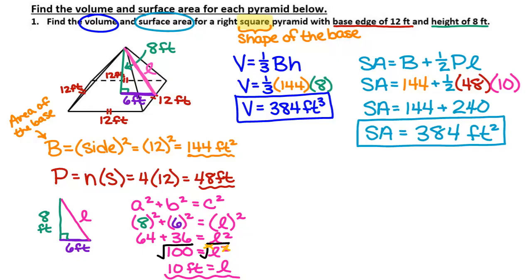Does that normally happen? No, but does it mean that we made a mistake? No. We did this process correctly. Sometimes, every now and then, the volume and the surface area will come out to be the same, but with different units, because volume is cubed and area is squared units.